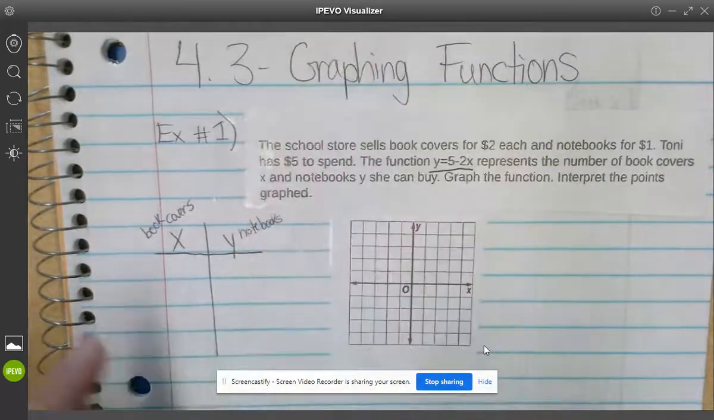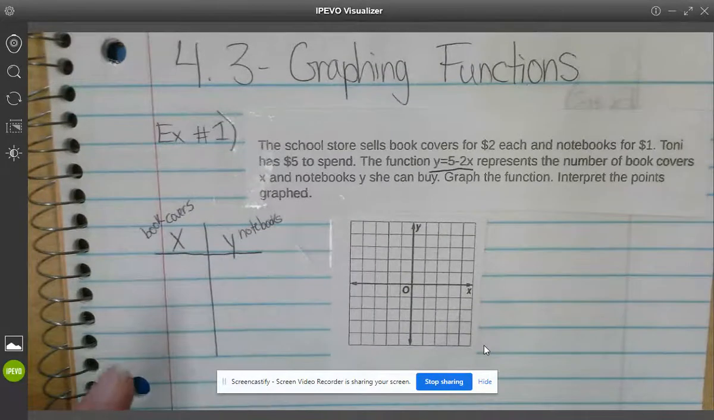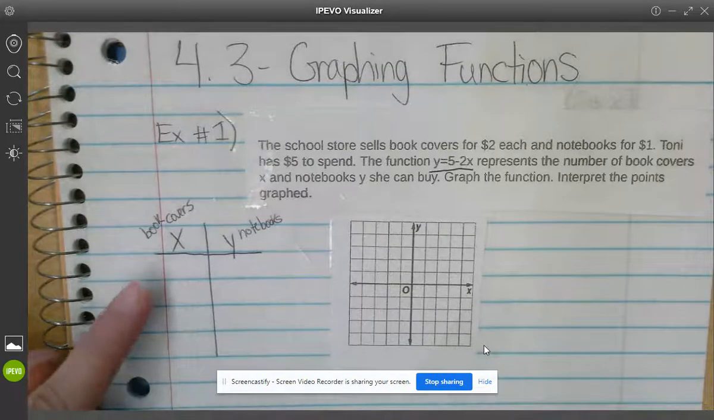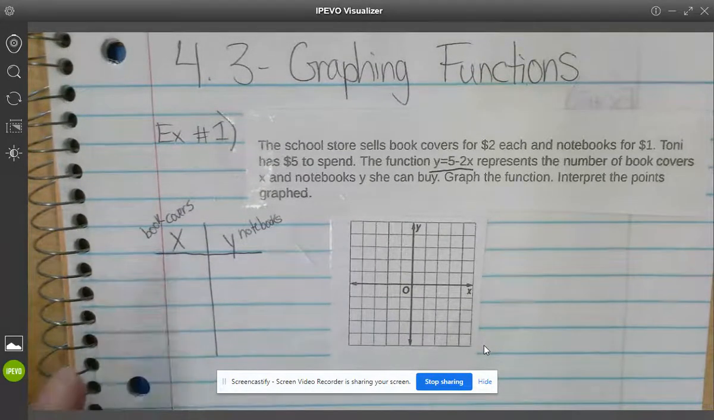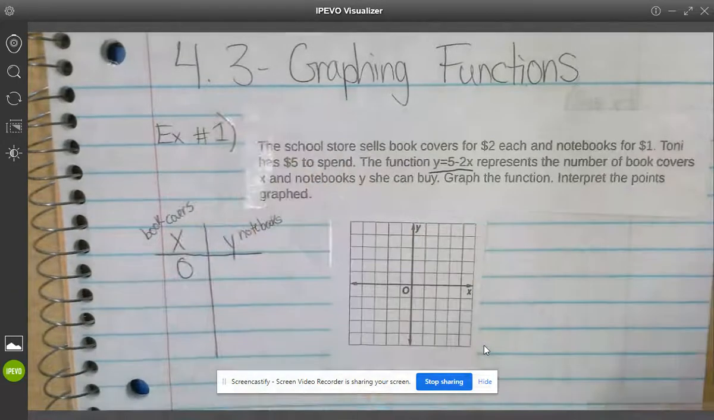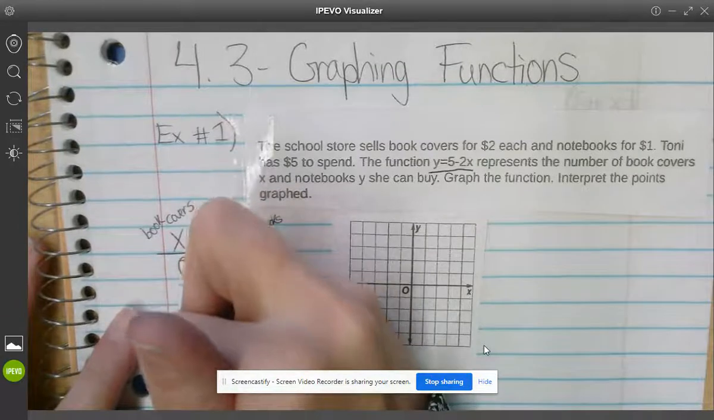So if you remember on Friday or whenever you did the last lesson, it was -1, 0, 1, 2 always. The reason we're not going to do that necessarily today is because -1, I can't buy -1 book covers. That makes no sense. So we can start with 0, and then we can work our way up. So let's do 0, 1, 2, and 3.